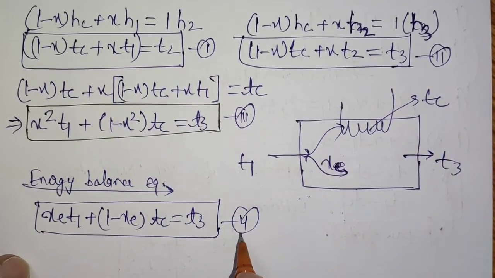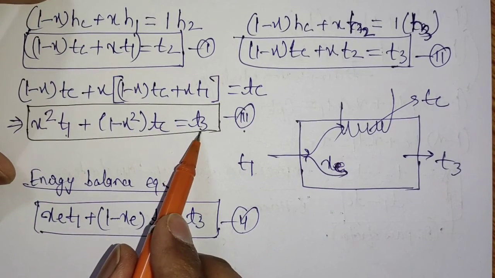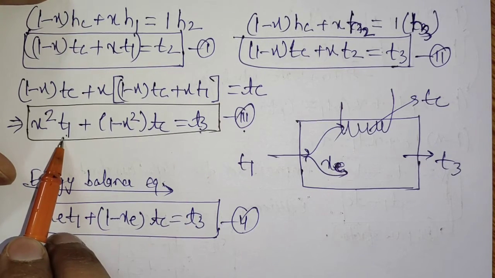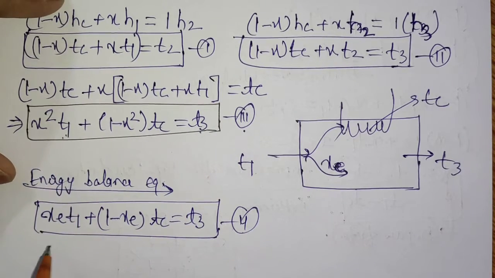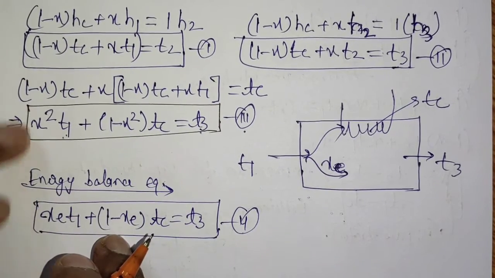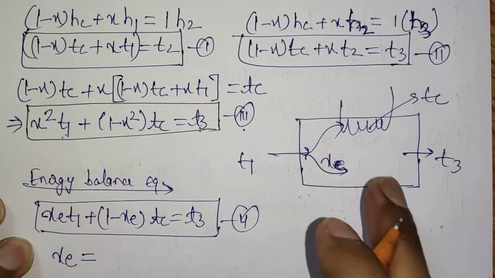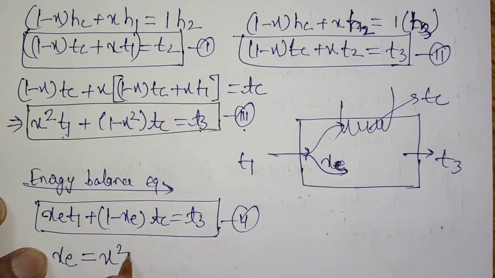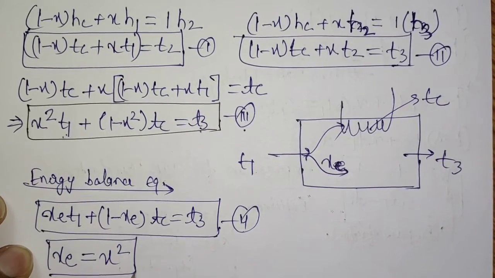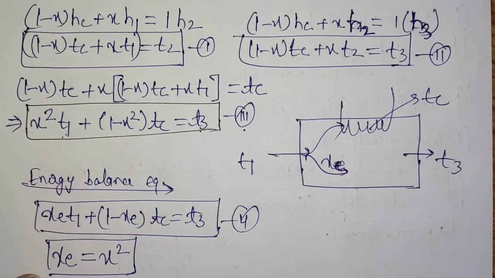If we compare equation 4 with the previous equation 3, in which T1 and T3 were connected by the expression using the two coil system, then these last two expressions will give the same result if the equivalent bypass factor of the equivalent coil system is equal to x square. Hence, this Xe is the equivalent bypass factor in case of multiple coil system. If there were two coils, that is why it is x square.